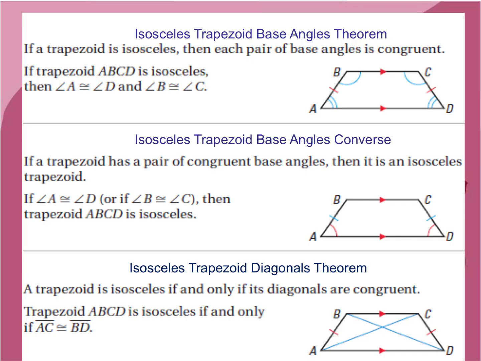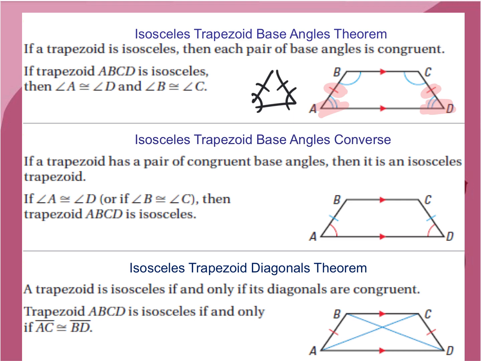All right, now we have the isosceles trapezoid base angle theorem. What does that mean? If a trapezoid is an isosceles trapezoid, then each pair of the base angles is congruent. So, you remember the properties of a triangle? The isosceles, those angles will be congruent to each other. It's the same property for this trapezoid. If we have the isosceles trapezoid, then the base angles will be congruent. It applies the same way.